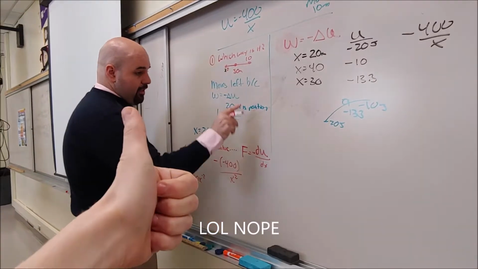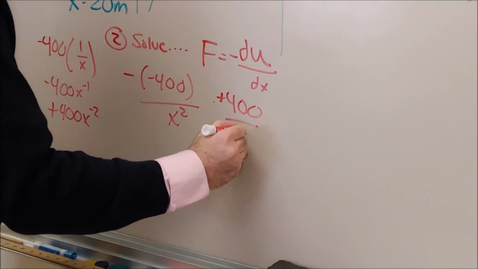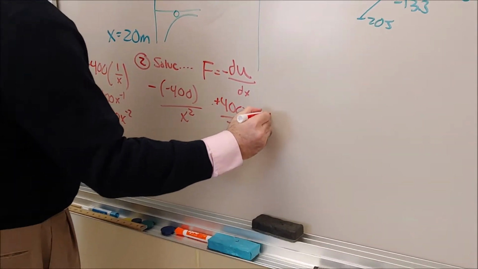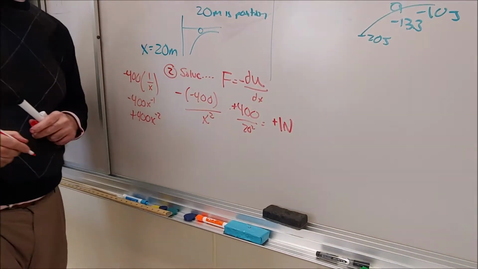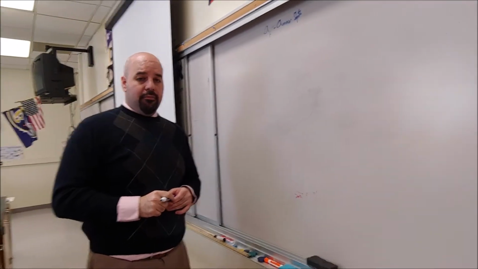So now I'm going to put 20 in there because I know there's one left. And I get positive 400 over 20 squared. And that gives me positive 1 Newton. And that's my force, and that's the correct answer. Cool. And now for number 21.